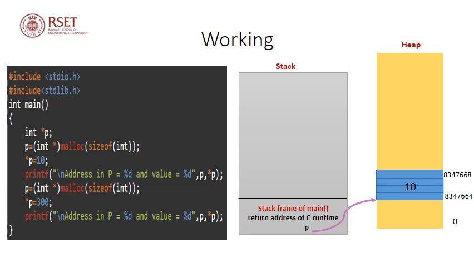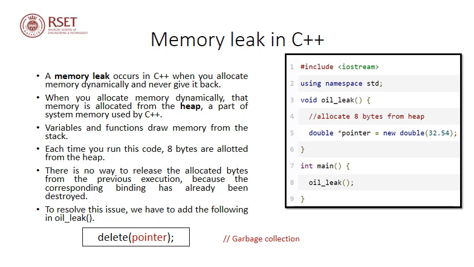Now again when we execute the next malloc statement p equal to int star malloc size of int, this pointer will no longer point to this memory location, and malloc will again find a new 4 bytes of memory location from the heap. It will dynamically allocate another 4 bytes starting at 8347696 according to the output of the program. The pointer will now point to the starting address of this memory location, and the value 300 will be assigned to it. Notice that the initial 4 bytes is still marked as being consumed. Now we will discuss an issue associated with not freeing dynamically allocated memory.